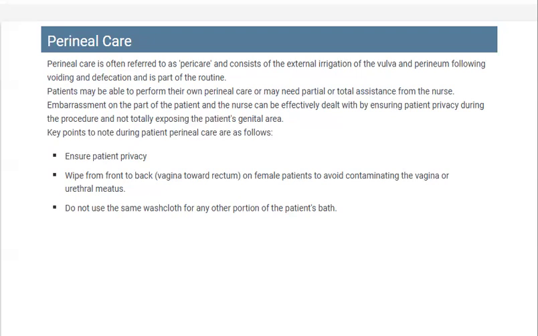Key points to note during patient perineal care are as follows. Ensure patient privacy. Wipe from front to back, vagina toward rectum, on female patients to avoid contaminating the vagina or urethral meatus. Do not use the same washcloth for any other portion of the patient's bath.